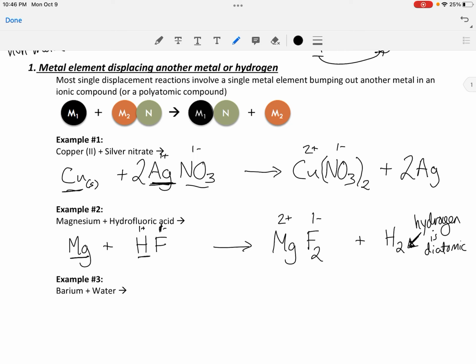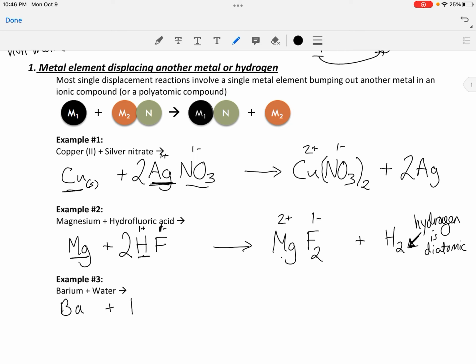Before we go any further, we've got to balance this. I have 2 fluorines on the product side, only 1 on the reactant side. So I'm going to need to stick a 2 in front of my HF. Now I can check hydrogens. I've got 2 on the reactant side now and 2 on the product side, so they check out. Magnesiums, I've got 1 on the product side and 1 on the reactant side, so we're good for magnesiums. That is all balanced.